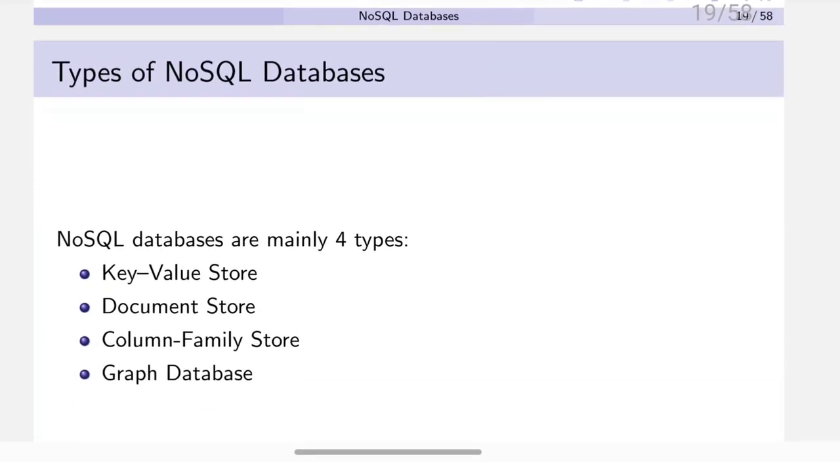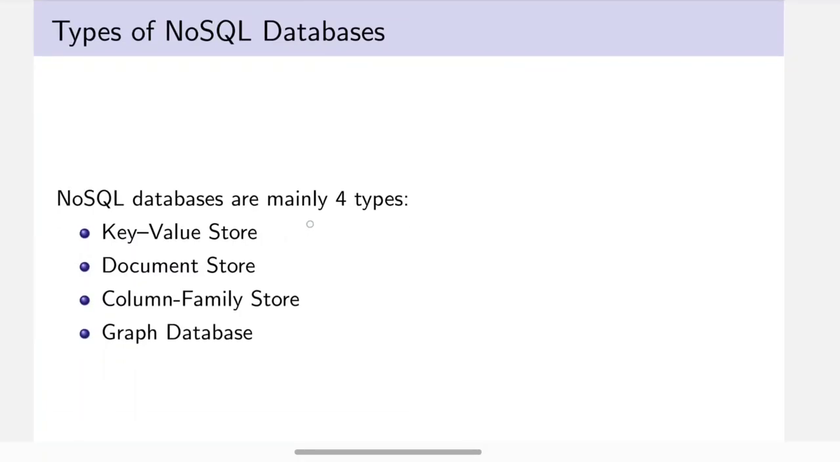So we'll be moving next to the important step, types of NoSQL databases. NoSQL databases mainly fall into four categories: key value databases, document databases, column family databases and graph databases. We'll understand each one with examples. Okay.